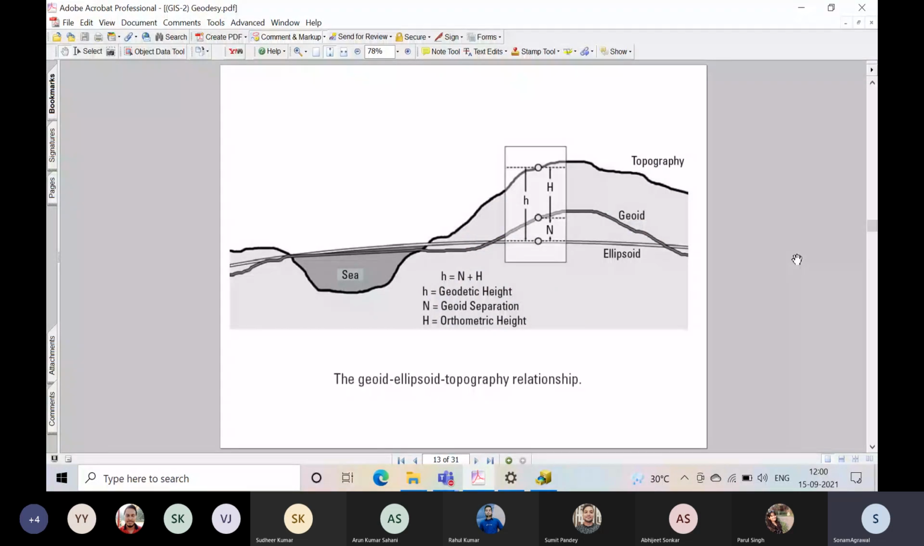Let's start the class. We were discussing geodesy, and in that we have seen the shape of the earth, and there was a lot of history behind the shape of it.